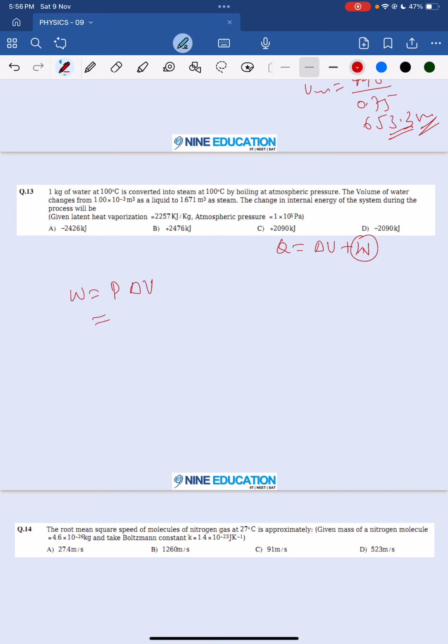So what is pressure here, sir? 10 to the power 5, sir. What is delta V here, sir? It is 1.671 meter cube minus 1 into 10 to the power minus 3, correct, bache? Yes or no? So it will be, sir, 10 to the power 5. It would be 1 by 1000. So it would be 1671 minus 1 by 1000. So it will be around 1670 into 10 to the power 3.